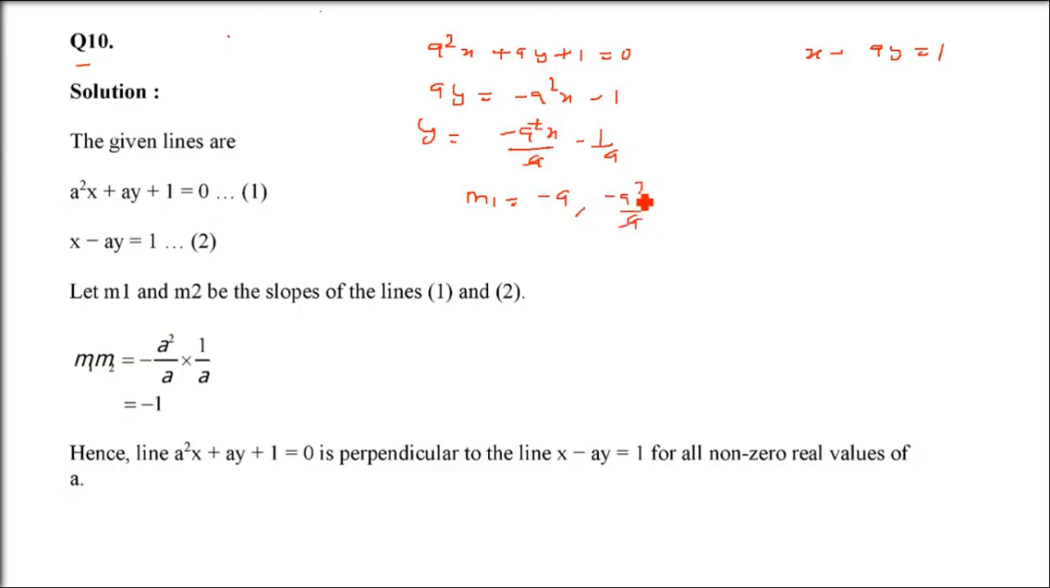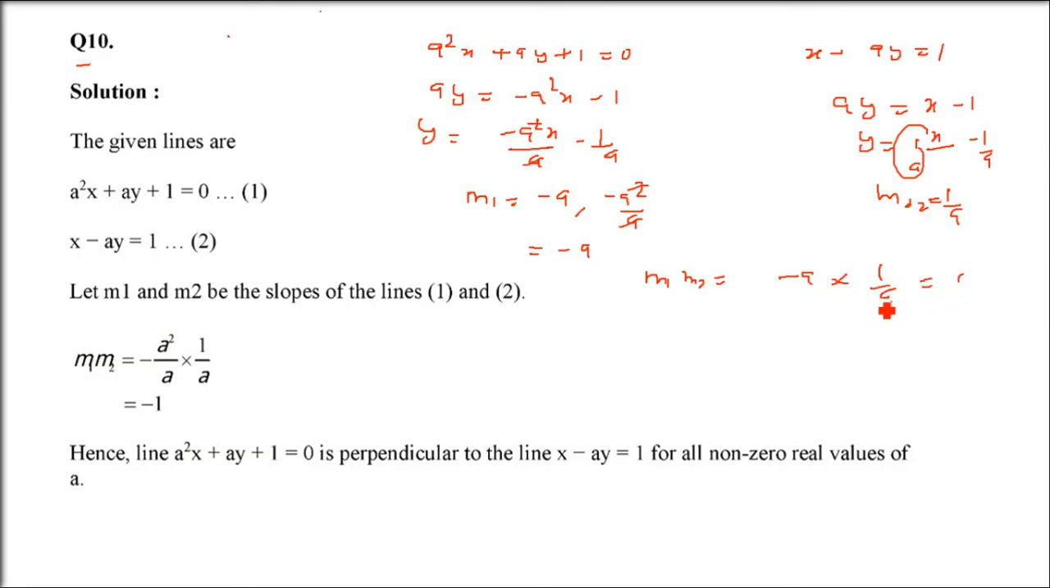So the slope here is minus a. And here ay equals x minus 1. So y equals x by a minus 1 by a. So here the slope is 1 by a. Now you multiply these two, m1 and m2. What do you get? Minus a into 1 by a is minus 1. m1 m2 is minus 1. And this is what we wanted.